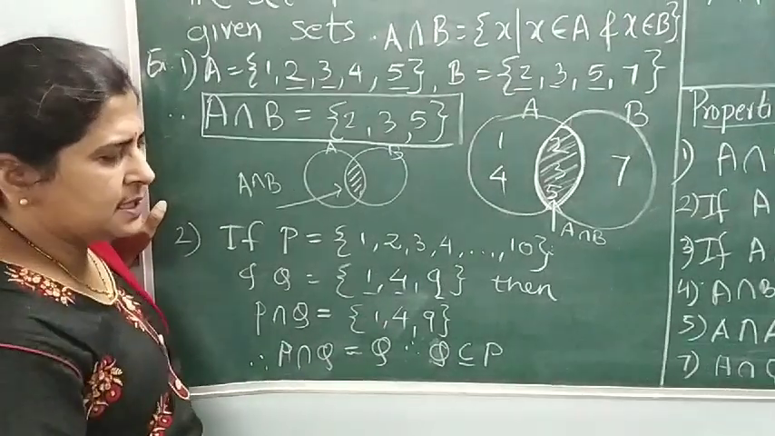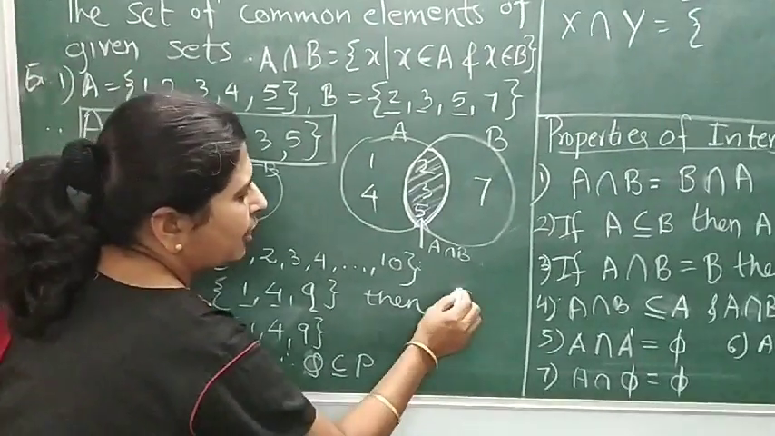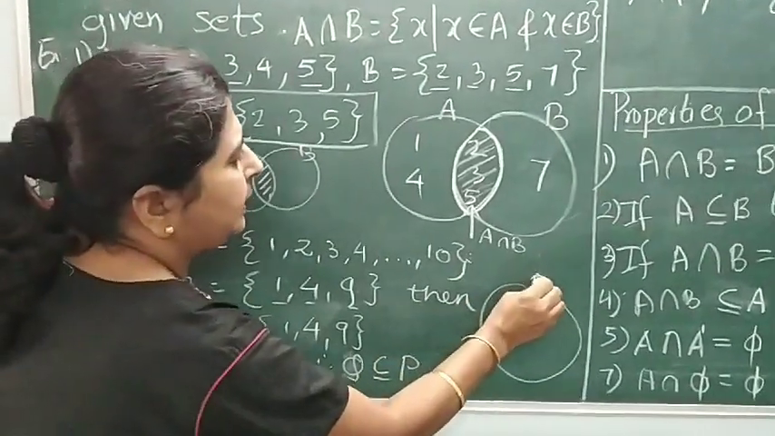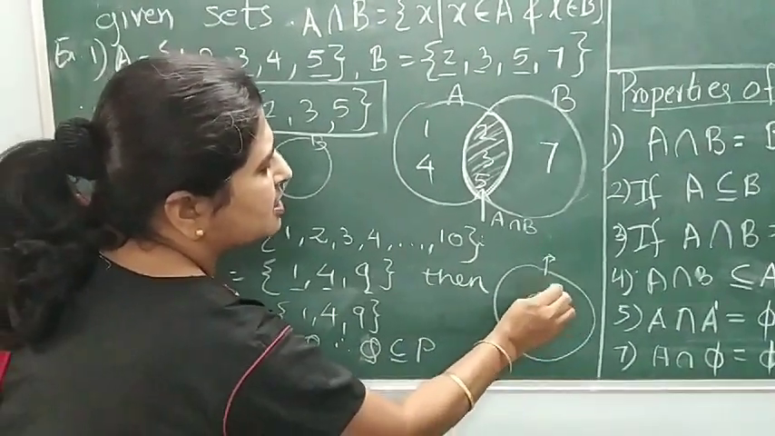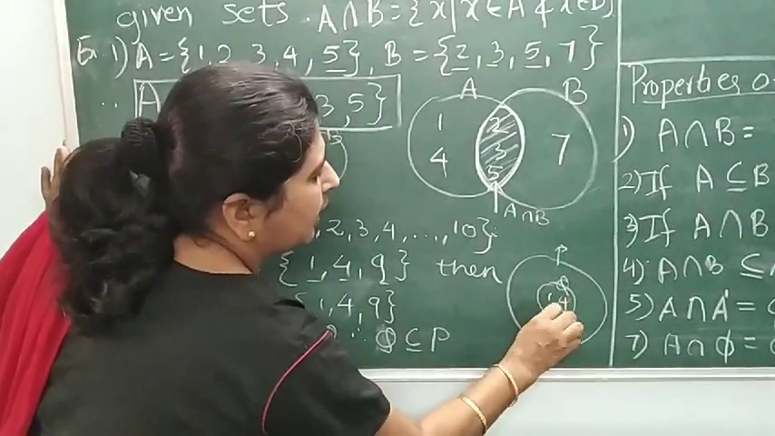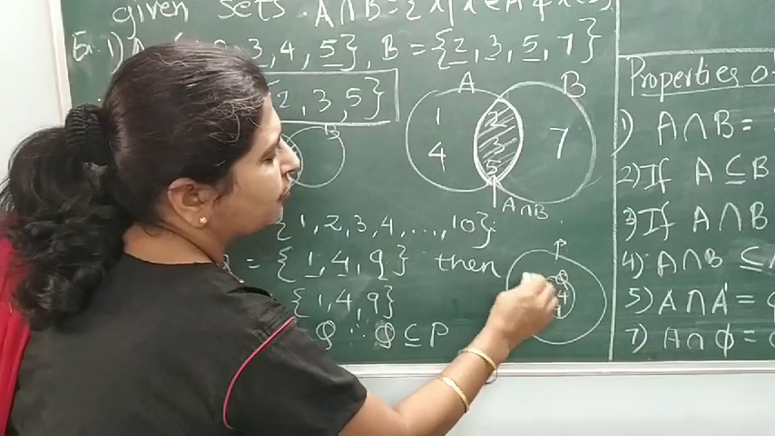How can we show this using a Venn diagram? We have already seen. Let's see once again. So suppose this bigger circle is the P set, and inside that we have this Q set. In Q we can write 1, 4 and 9, and the remaining numbers outside of the circle.